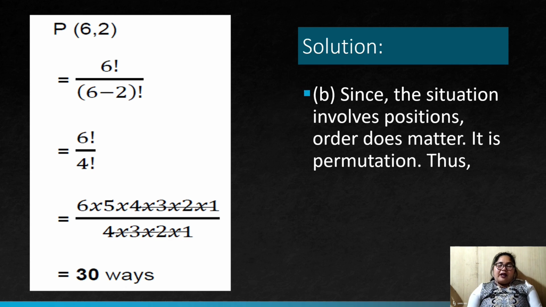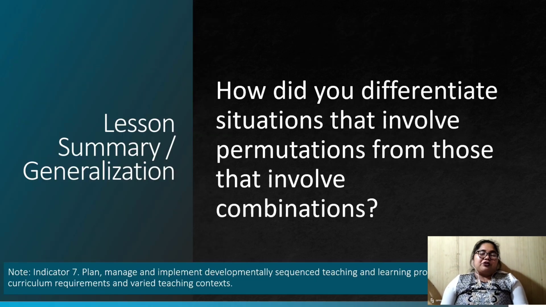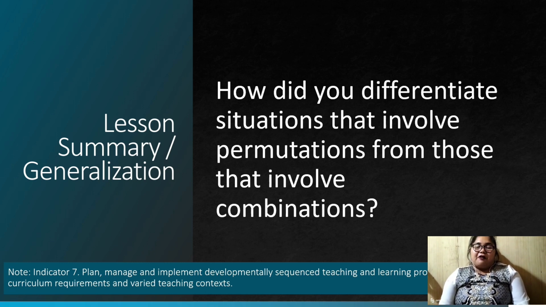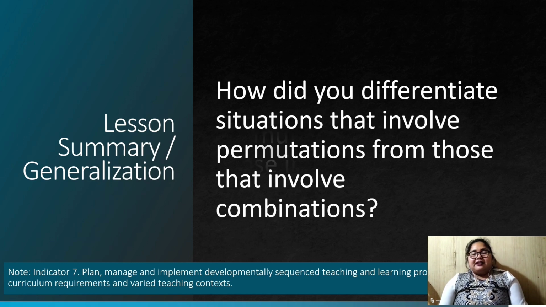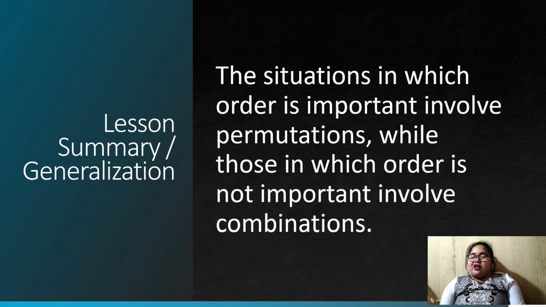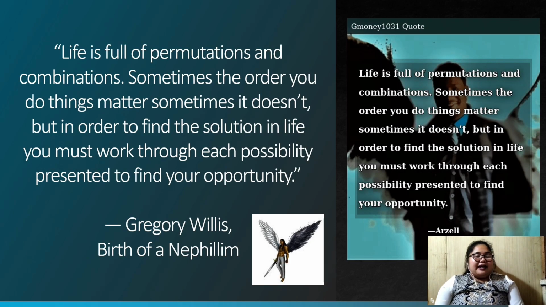There are 30 ways. Now, how are we going to summarize or generalize our topic? How did you differentiate situations that involve permutations from those that involve combinations? In your own words, give your summary, your generalization. As we answer, situations in which order is important involve permutations, while those in which order is not important involve combinations. And so we are done.